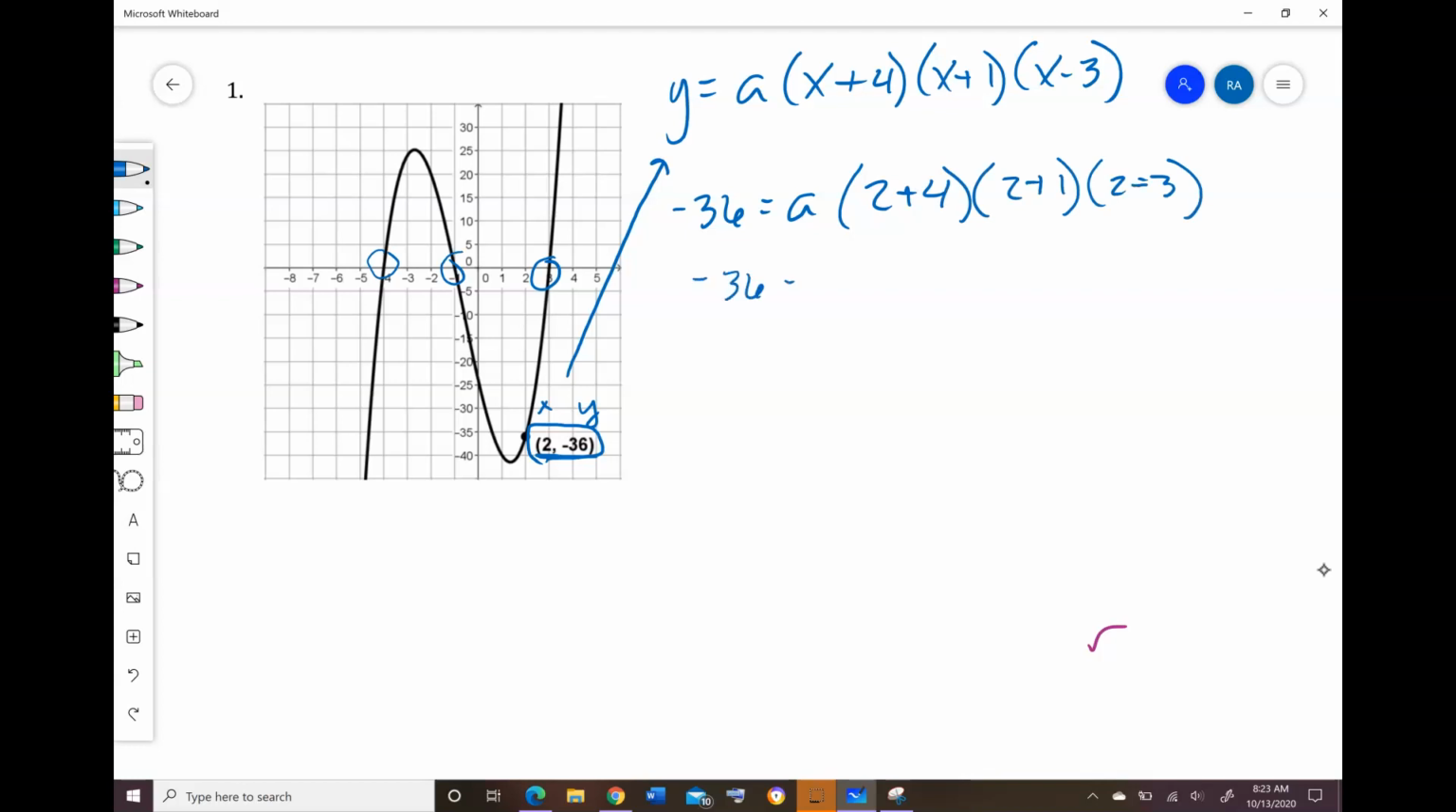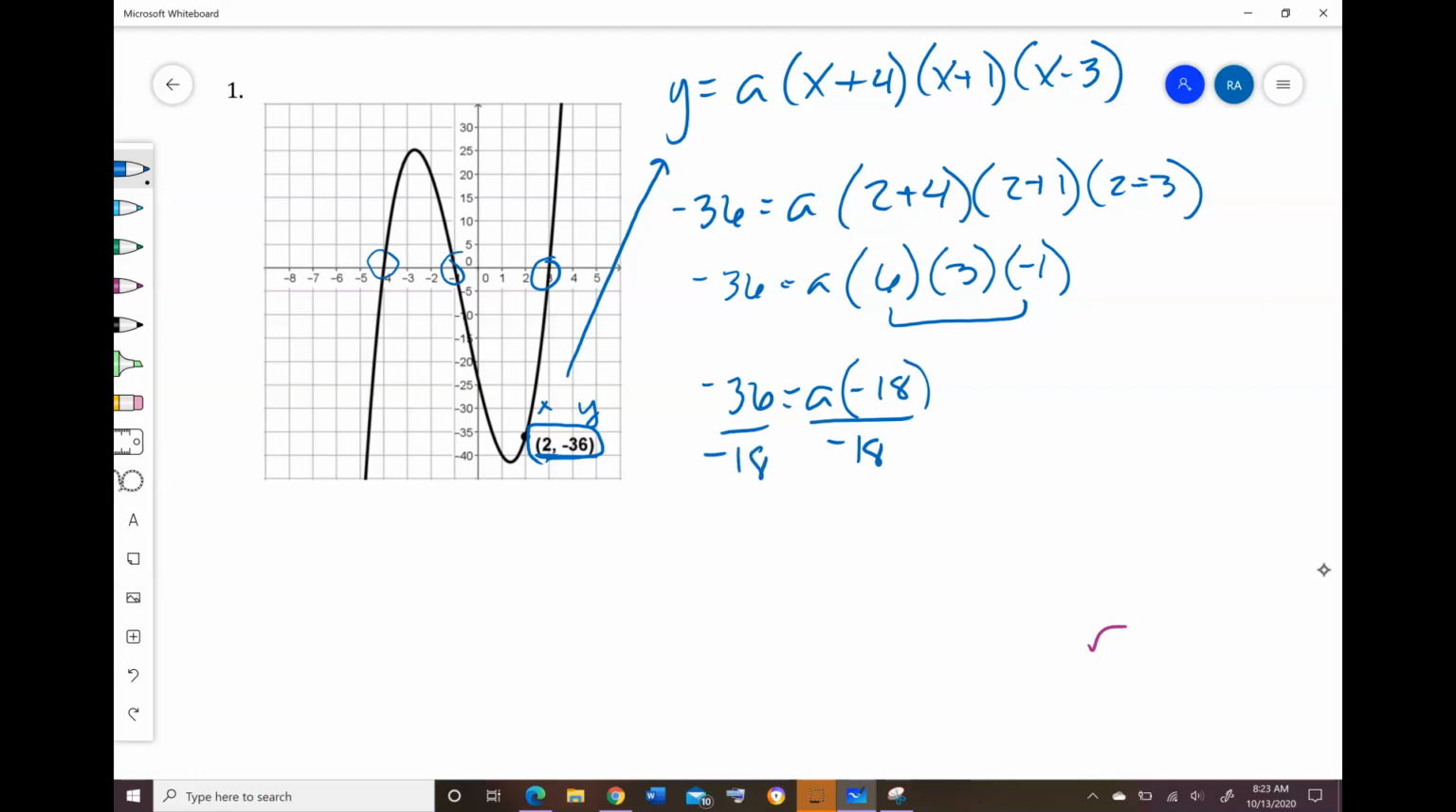-36 equals A, 2 plus 4 is 6, 2 plus 1 is 3, 2 minus 3 is -1. Multiply these 3 out. You're going to do the same steps every time. So 6 times 3 is 18. 18 times -1 is -18. We're going to divide by -18. And -36 divided by -18 is +2. So my equation here is y equals 2, x plus 4, x plus 1, and x minus 3.